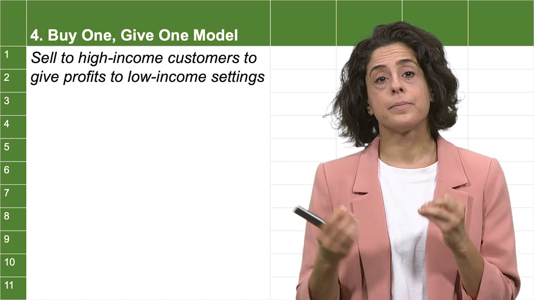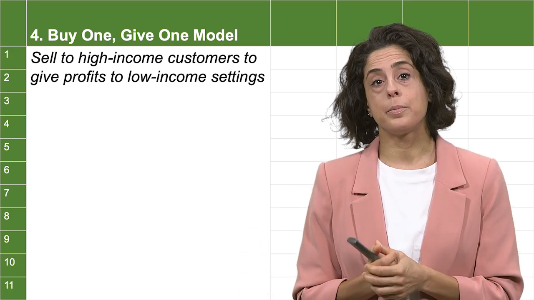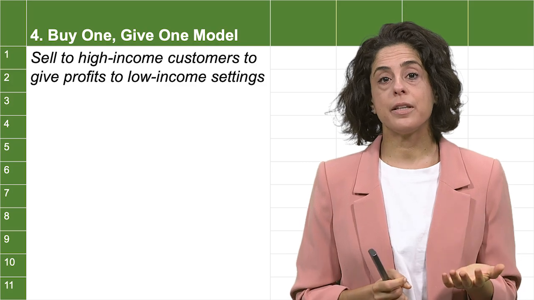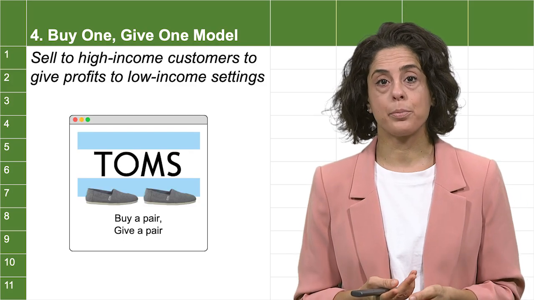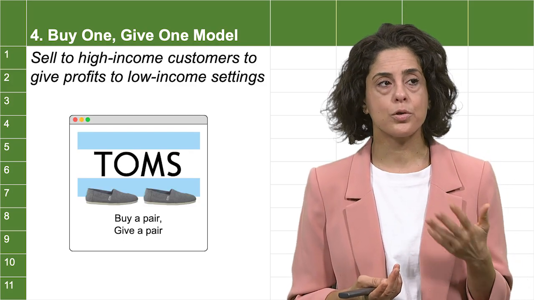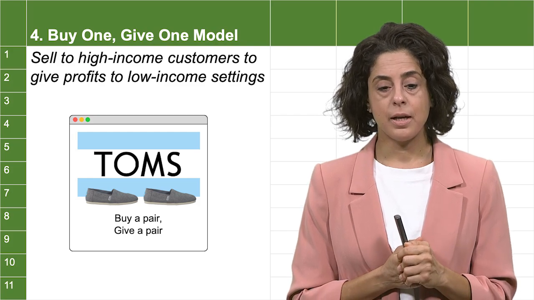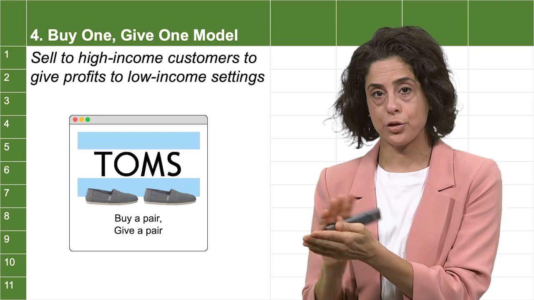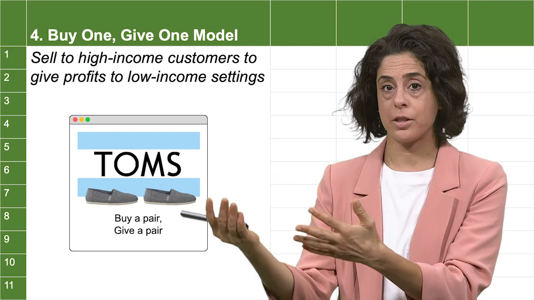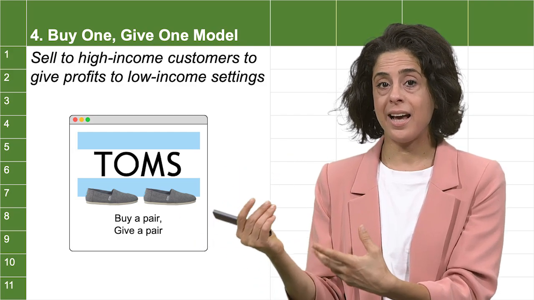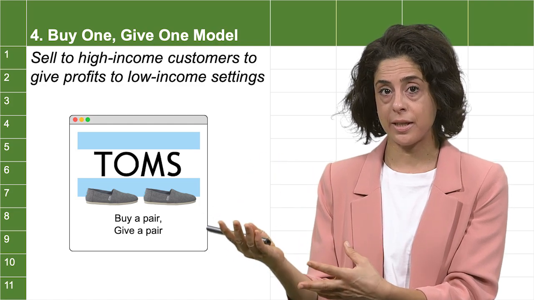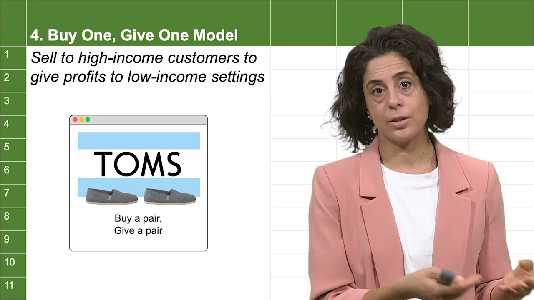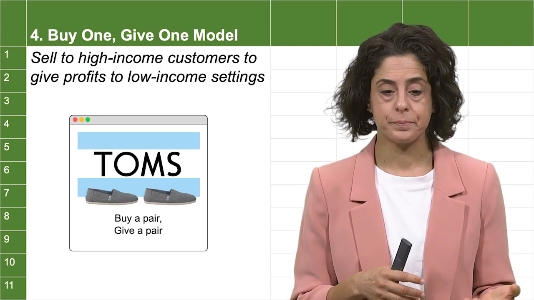So an extreme form of cross-subsidization is the buy one, give one model. You may be familiar with Tom's Shoes, for example, which was one of the most well-known social enterprises for a while. And this Tom's Shoes was basically where they designed a certain shoe that was sold to high-income customers in high-income countries, and then all the profits from those shoe sales went to distribute shoes for free in low-income settings. So that's what we refer to as buy one, give one.